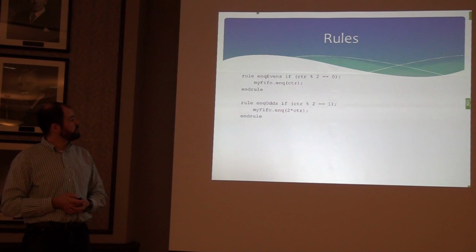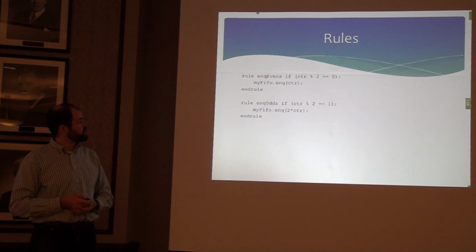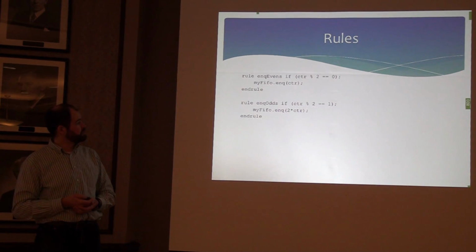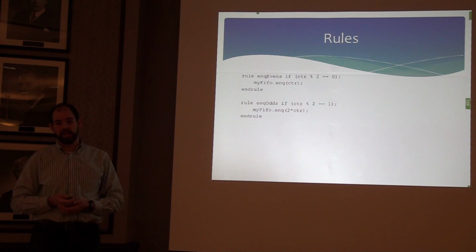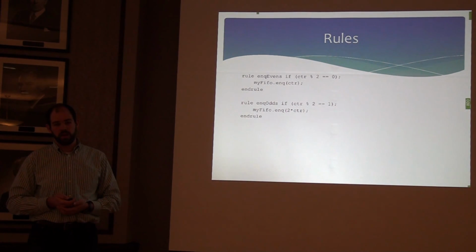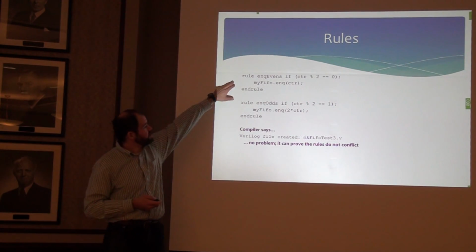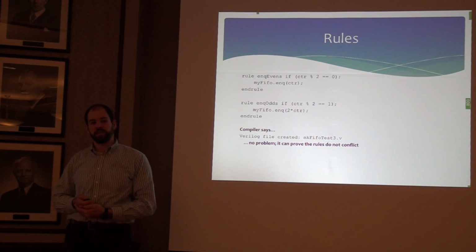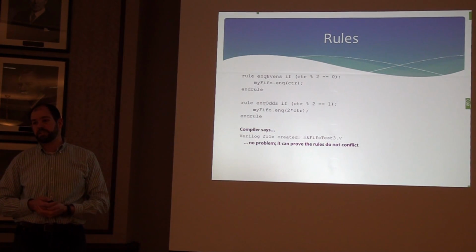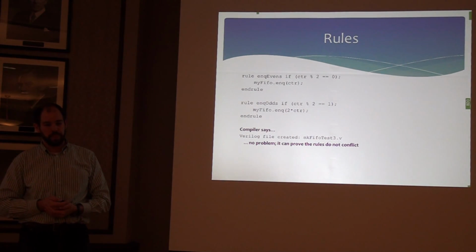Okay, how about this one? We want to enqueue counter when it's an even number. We want to enqueue twice the counter when it's an odd number. The compiler says, no problem. It can prove that those conditions are mutually exclusive, and so it doesn't need to do arbitration there, which is pretty neat.